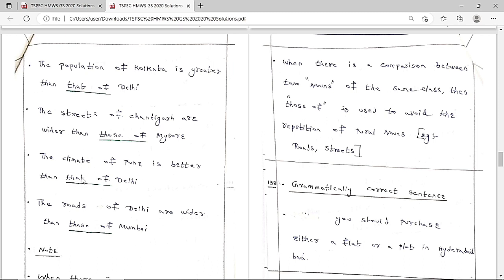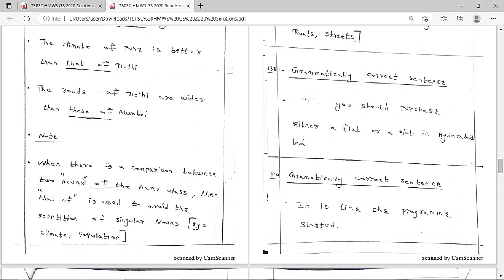So finally, the grammatically correct sentences are: The population of Kolkata is greater than that of Delhi. The streets of Chandigarh are wider than those of Mysore. The climate of Pune is better than that of Delhi. The roads of Delhi are wider than those of Mumbai.